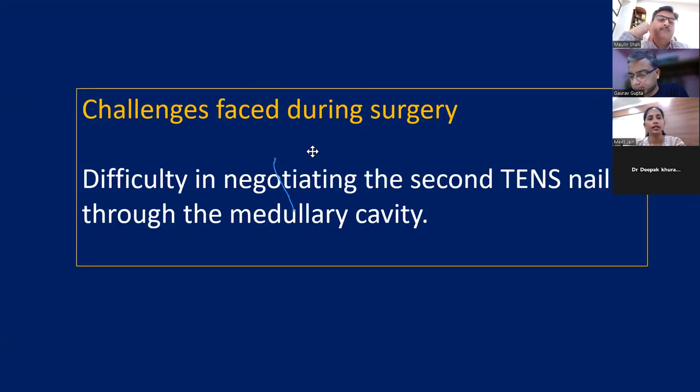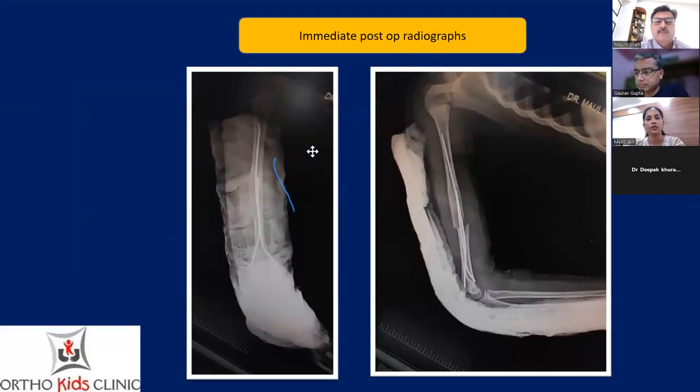But the challenge that we faced was it was difficult to negotiate the second TENS nail through the medullary cavity, and hence we had to stop it midway. But still we achieved good reduction and gave him a slab support.